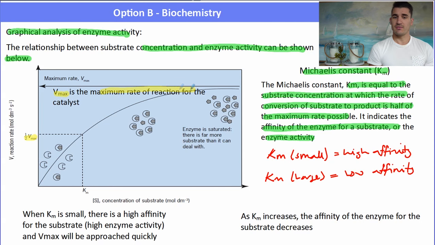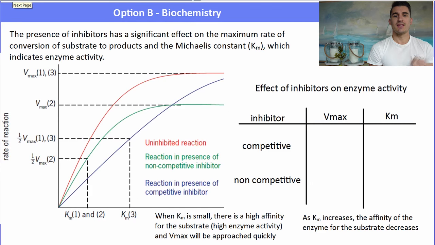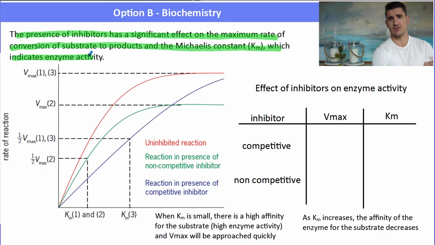So the Michaelis constant can be found by looking at the Vmax and then dividing it by 2 and then going across to the curve, and that will tell you your Michaelis constant. The introduction of inhibitors into an enzyme affects the rate of reaction and it affects the graphs. We need to be able to determine the Michaelis constant of an inhibitor from the graph.